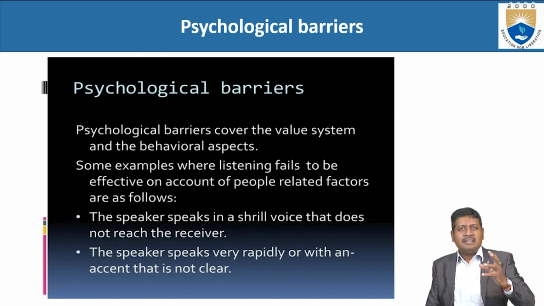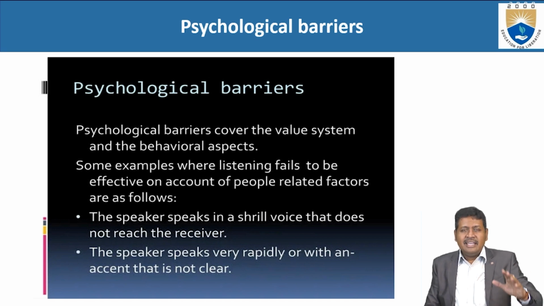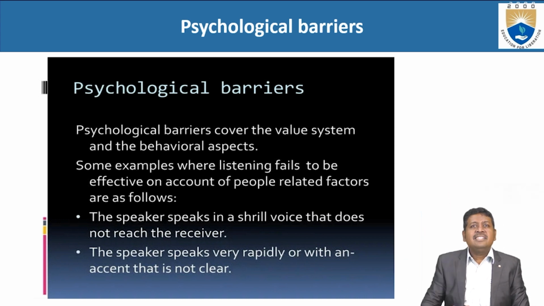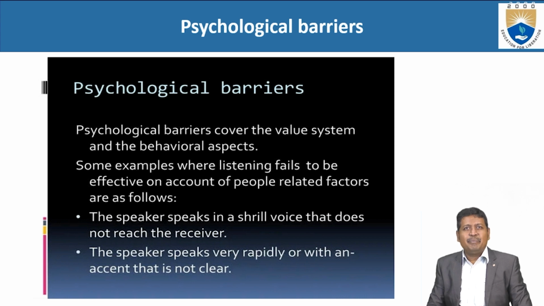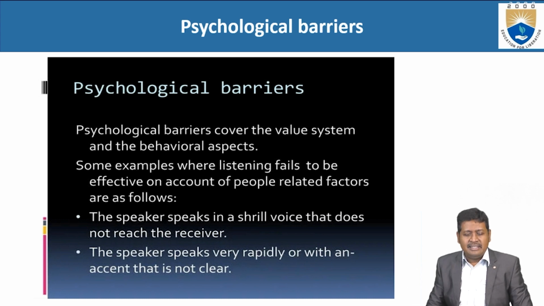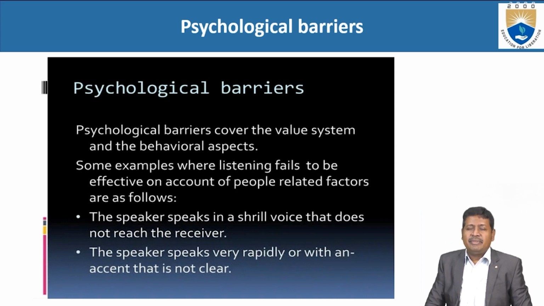Therefore, as a speaker, one should ensure that the speed is moderate. It is neither very fast nor very slow. At the same time, the voice should be audible. The voice should reach the last row, the last person sitting in the audience. So the poor voice, inaudible voice, and then the accent or very fast speaking can be psychological barriers that might put the listener off, that might switch off the process of listening. So yes, psychological barriers are one of the barriers that we study in this listening process.